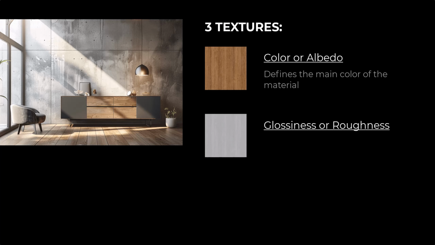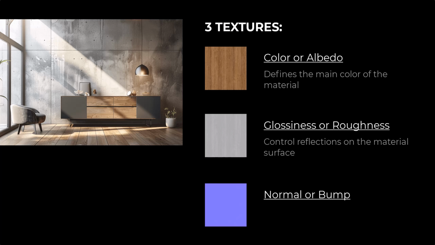Glossiness or roughness texture. These textures control the appearance of reflections on the surface of the material. The glossiness texture indicates how smooth and reflective a surface is, which corresponds to higher values. On the other hand, the roughness texture determines how matte the surface is and how it scatters light, with higher values indicating greater roughness.